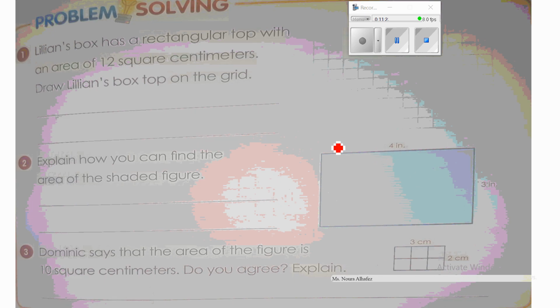Lillian's box. Lillian's box has a rectangular top with an area of 12 square centimeters. Draw Lillian's box top on the grid. Here is the grid paper. So I have the area, but I don't have the length or the width. How, teacher, will I find it?